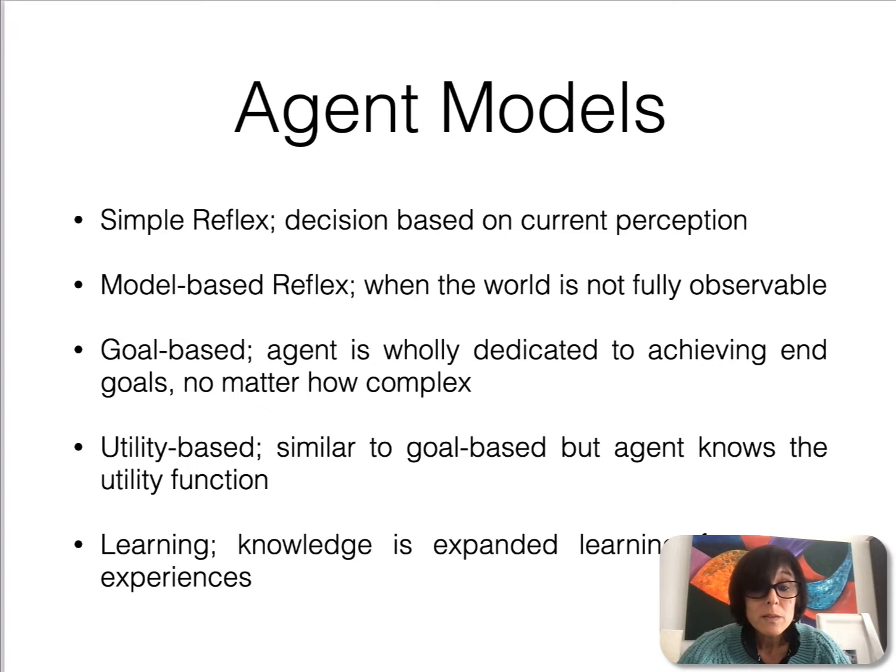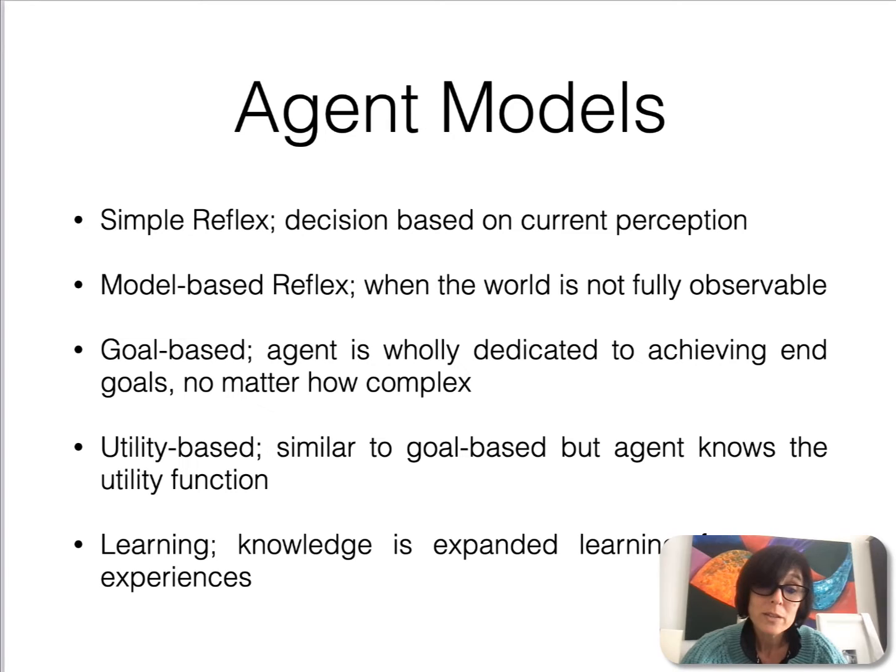Then there are the utility-based agents, and this can be seen as a supporting or a complementary model to the goal-based model previously described. In this case, the agent knows the utility function, which is continuously monitored and exploited to estimate the distance between the goal and the current state of the agent.